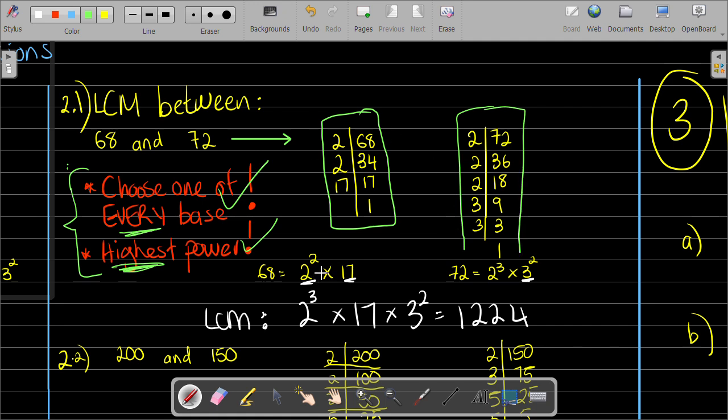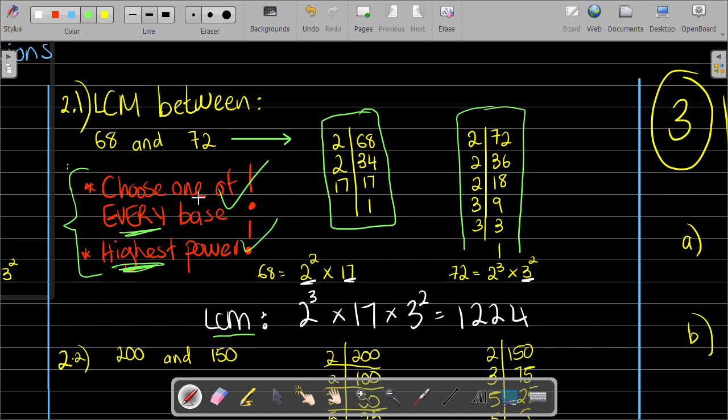We do that. So again, just like prior, we get 2 to the power of 2 like that, times 17, and 72 was written like this, okay? Now, let's do the important part where we score our marks as well. The last part. So the LCM, guys, we need to follow these 2 rules this time.